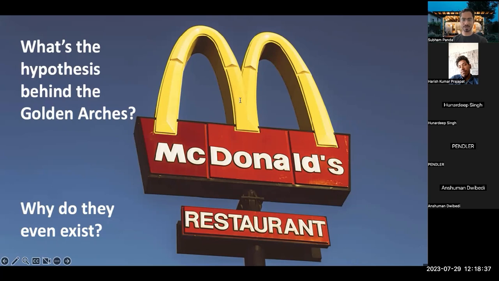And the McDonald's, it's still waiting for you. Yellow signifies happiness. Okay. Does anyone of you know the inception story of McDonald's? How was McDonald's started?